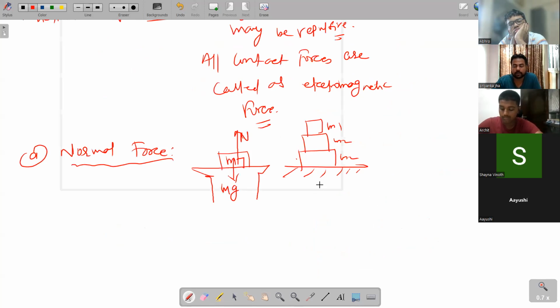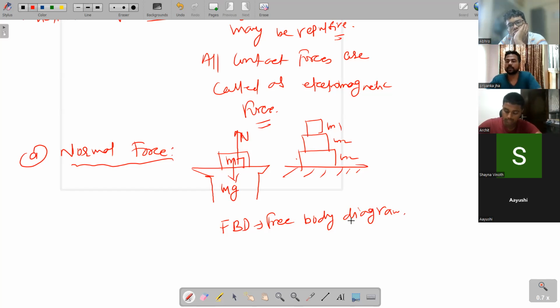Now, after some time we'll talk about the free body diagram. So what is a free body diagram? When you solve any problem of Newton's law, the first thing you need to do is draw the free body diagram of the object. Free body diagram means you have to identify all the forces and make the diagram of all those forces that are acting on the body.